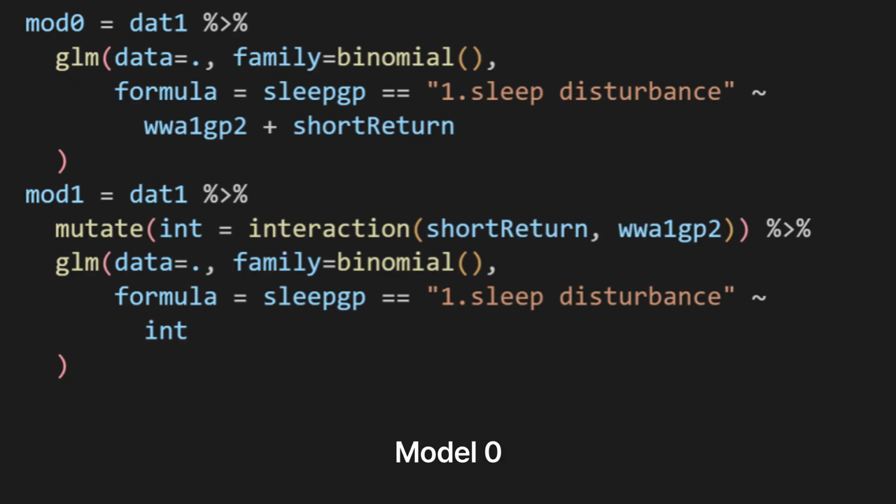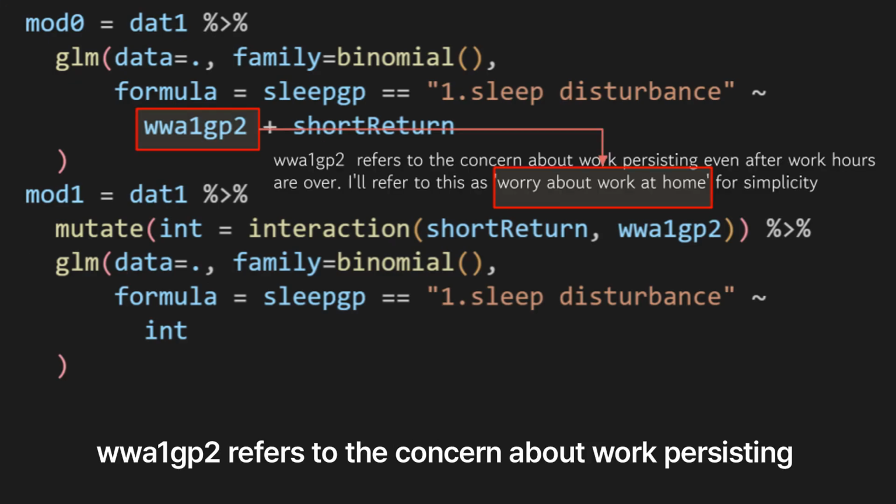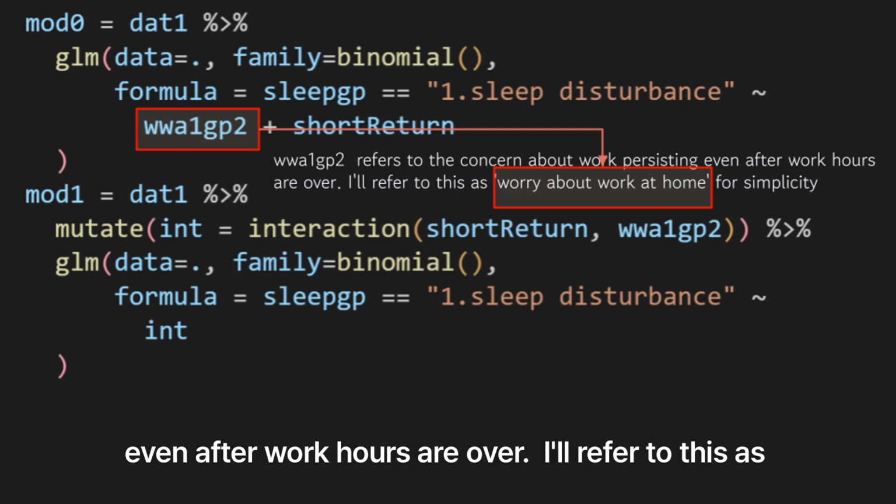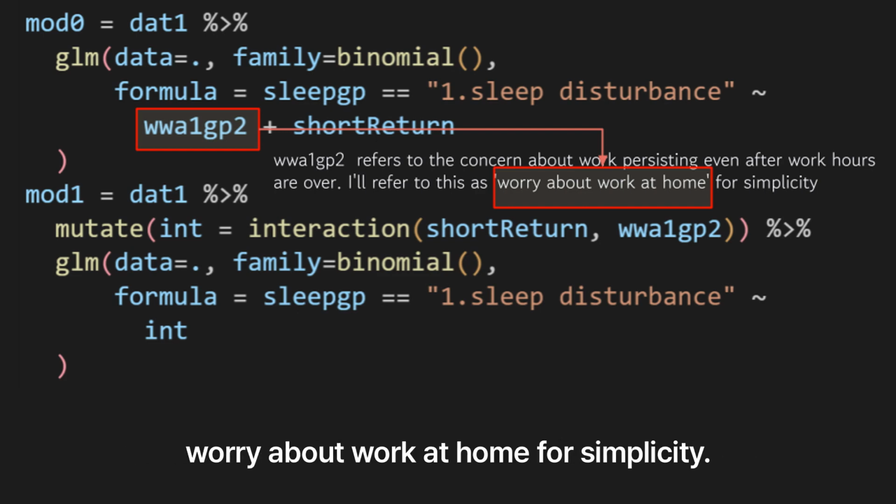Model 0. WW1GP2 refers to the concern about work persisting even after work hours are over. I'll refer to this as worry about work at home for simplicity.